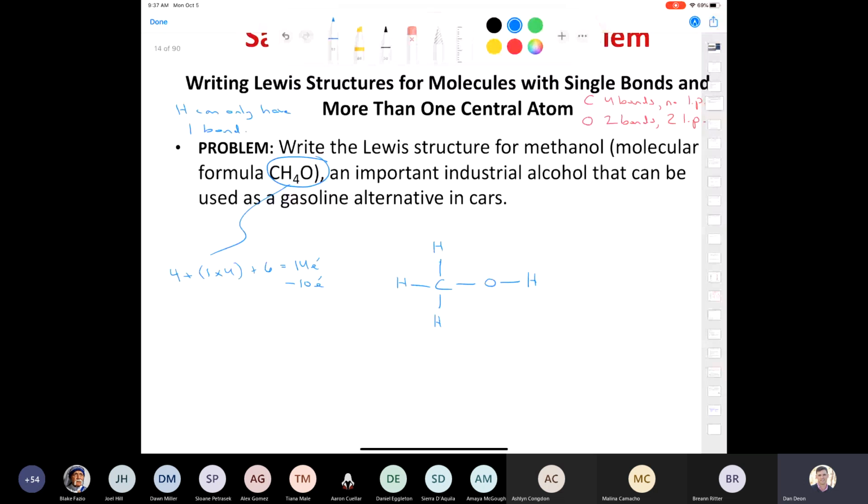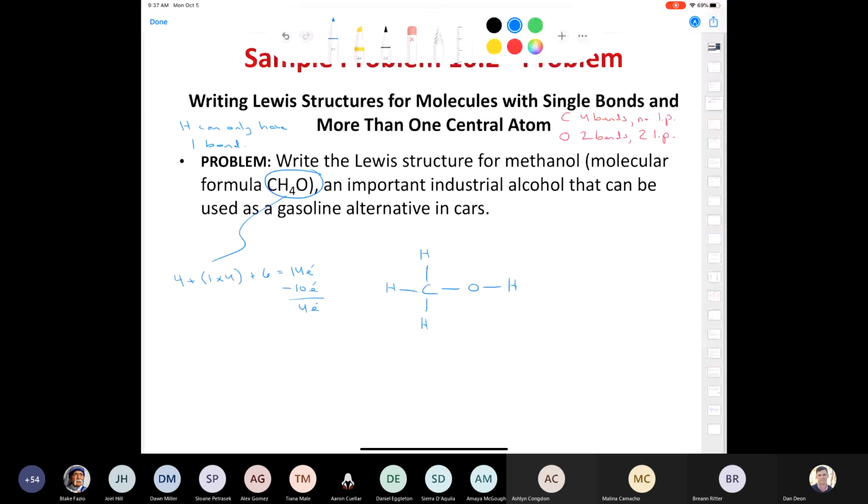Can anybody tell me where these last electrons should go? They're going to go on the oxygen. Why? Because oxygen always has 2 bonds and 2 lone pairs. Now, I should say there's exceptions to this. It's when an oxygen is uncharged. But anyhow, we're going to put the 2 lone pairs like this. Now, that's the answer. Okay, that is the final answer.